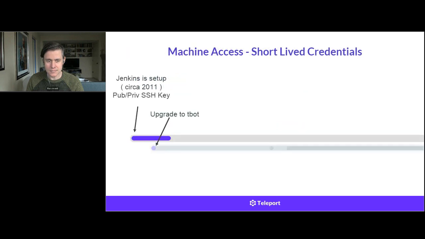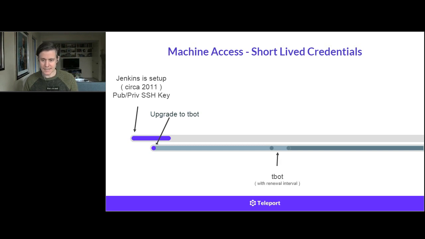And so this is a new problem that we've solved at Teleport. And we're solving this by providing the same short-lived credentials for machine access. So instead of using public private keys, you can use TBOT, which is an open source project, to create and issue new short-lived certificates. And what's pretty cool about this project is that TBOT will automatically renew certificates for you on whatever case you need.